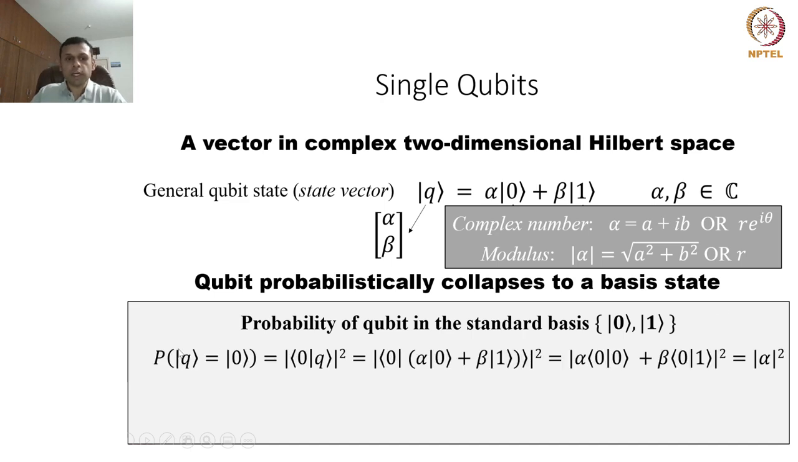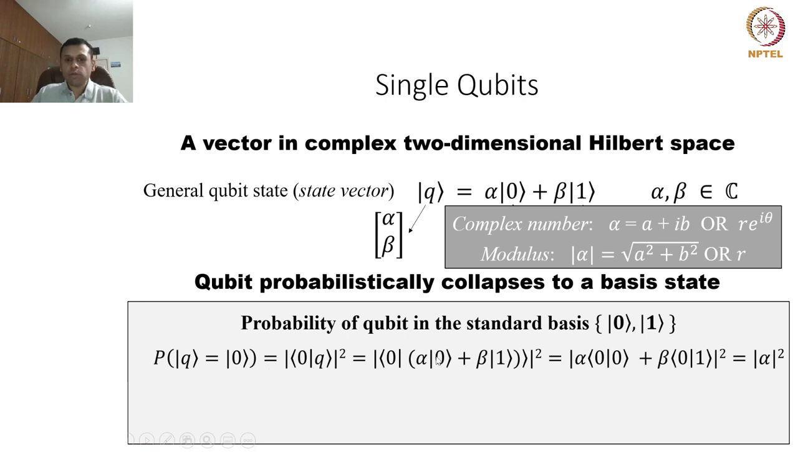So let's look at the probability of our qubit q being in state 0, and that is given by this particular formula. If you look at the internal term, it's the bra 0 applied to the ket q that we have here, and after we compute the bracket, we get a complex number, right? We take the modulus of that and we take the square. Okay. Now let's do the math here.